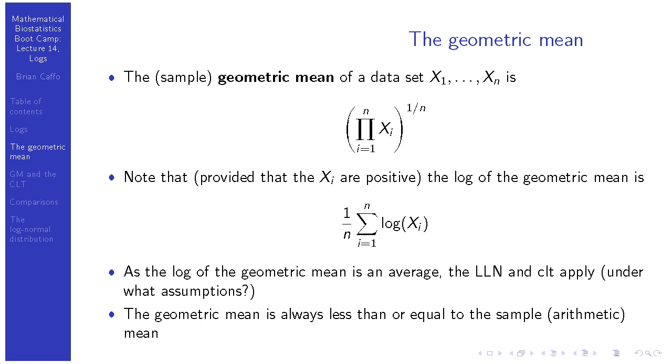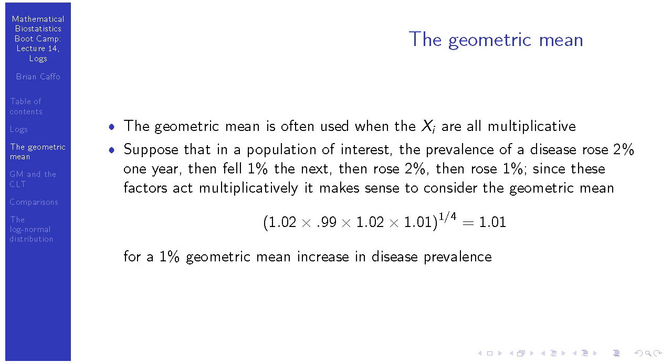So because the log of the geometric mean is the arithmetic mean of the log observations, on the log scale the geometric mean has all these properties that we already talked about associated with sample arithmetic means. So the law of large numbers applies, and the central limit theorem applies. I have a parentheses here that says under what assumptions, but under whatever assumptions applied for the arithmetic mean to have the law of large numbers and the central limit theorem. The geometric mean, by the way, is always less than or equal to the sample or arithmetic mean as a general property. So let me just give you a quick example of using geometric means.